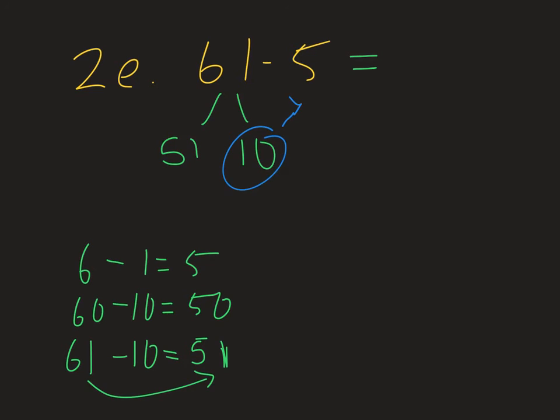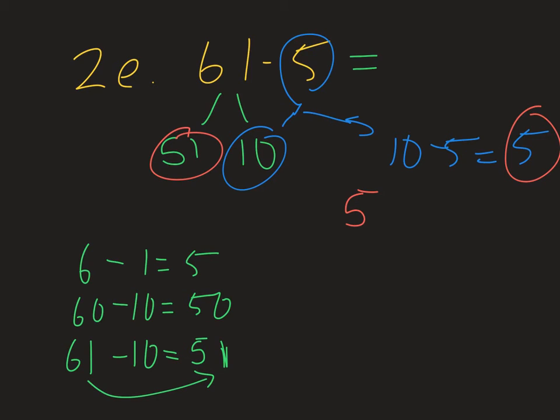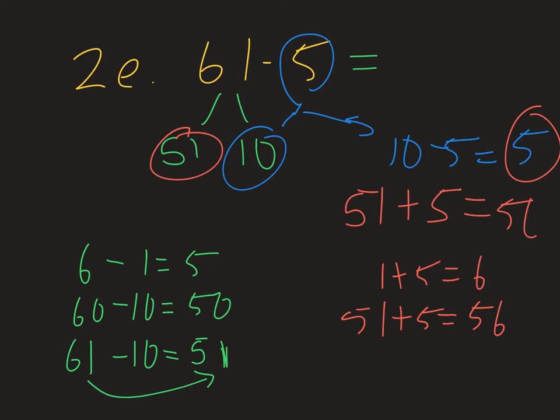Okay, so second step. 10 minus 5, we know that one. It's a friendly number question. 10 minus 5 equals 5. Now we move on to our third step, which is adding our leftover numbers. So 51 plus 5 gives us, well, let's see, 1 plus 5 equals 6. So 51 plus 5 equals 56. And that is our answer.